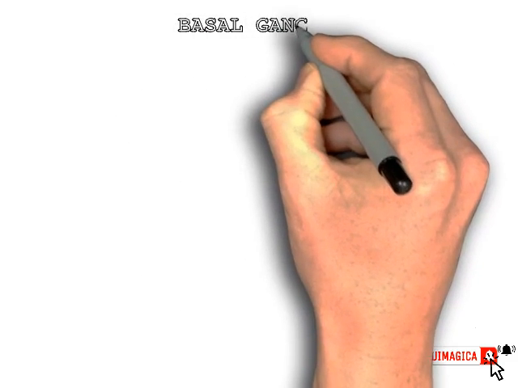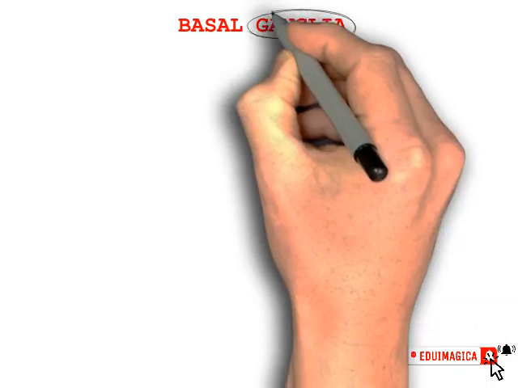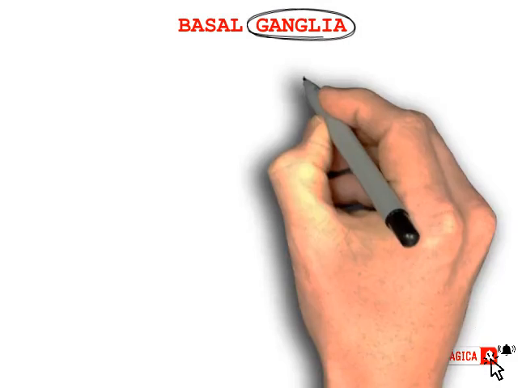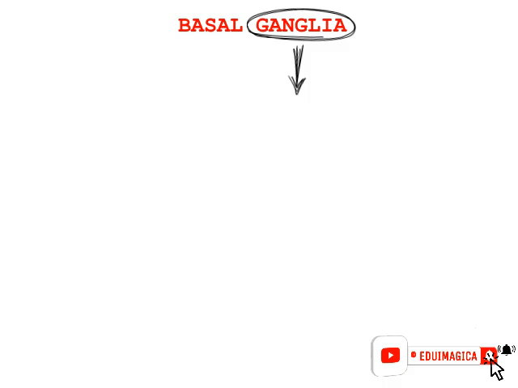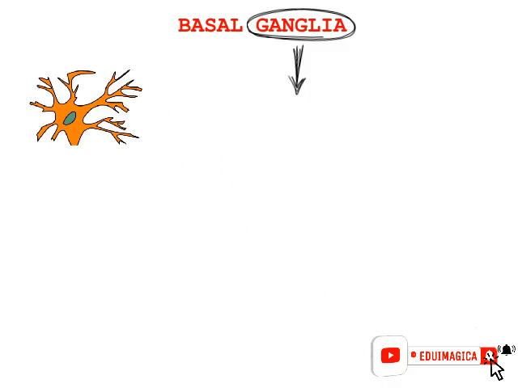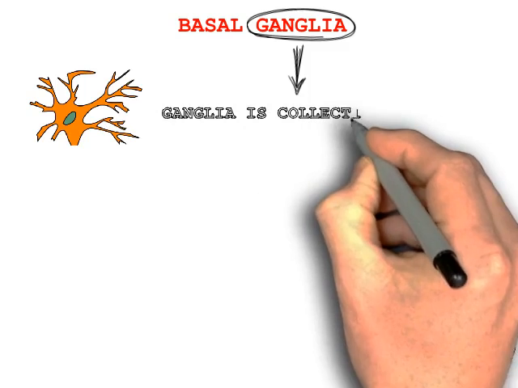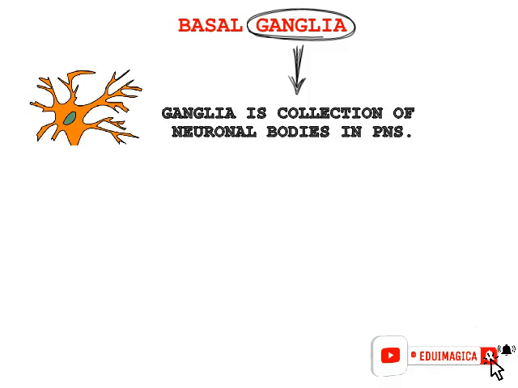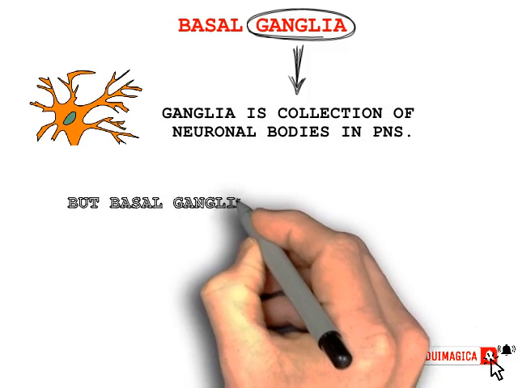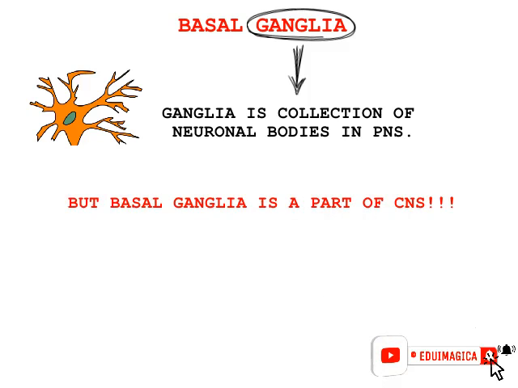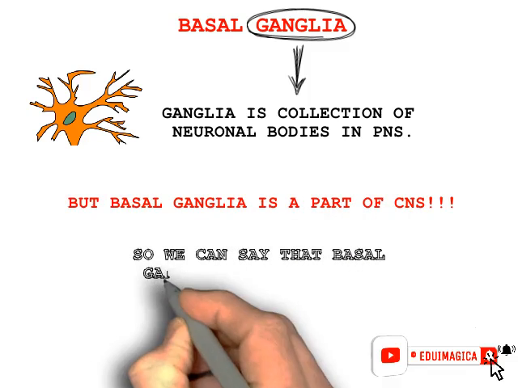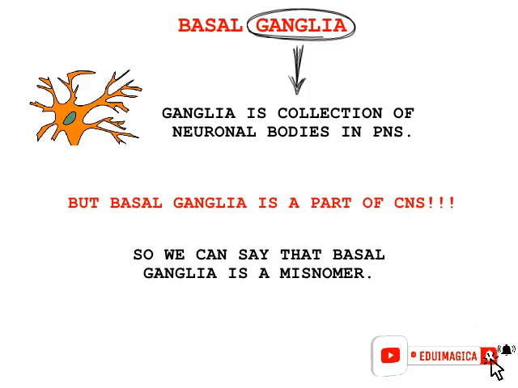Now let's say a few words about the basal ganglia. So what is ganglia? As we have studied earlier, ganglia is the collection of neuron bodies in the peripheral nervous system, but the basal ganglia is present in the central nervous system and is a part of the central nervous system. So we can say that basal ganglia is a misnomer. So we can call it basal nuclei.